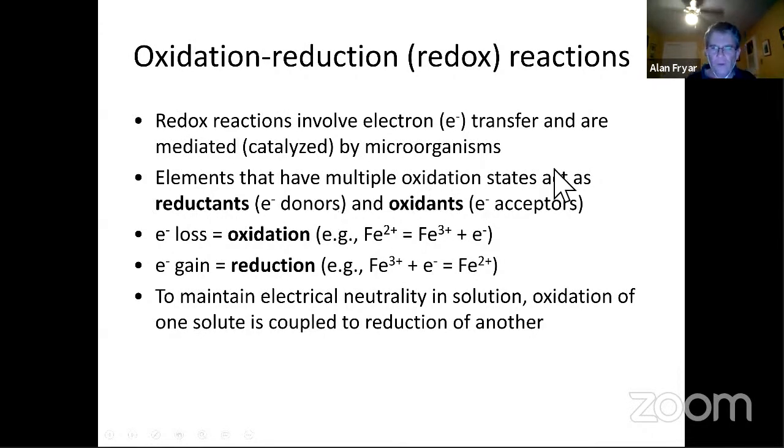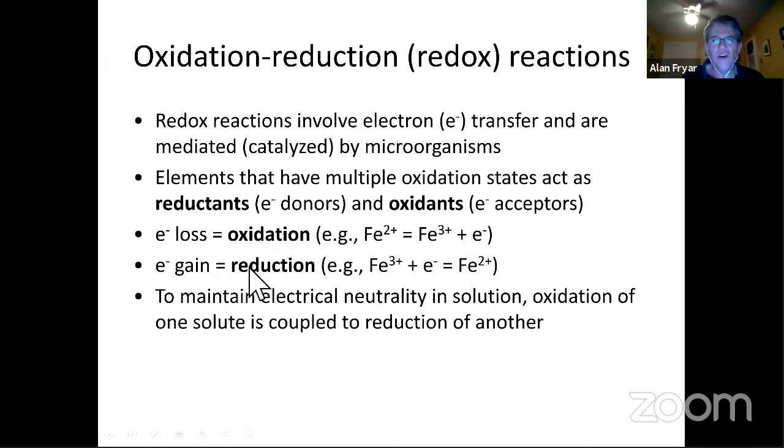And so elements that have multiple oxidation states can act as reductants, which means they lose an electron, or oxidants, which means they gain an electron. And so we have an expression in English in chemistry classes, "LEO goes GER," which is a way to remember, because Leo is a word for lion, and a lion makes a grr sound. So LEO is lose electron oxidation, GER, gain electron reduction.